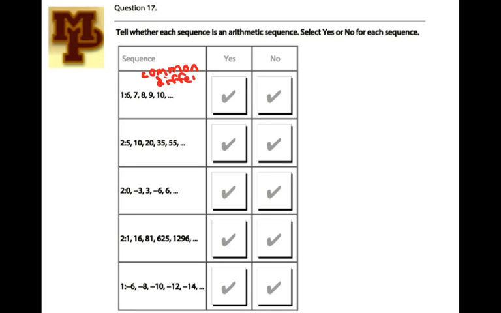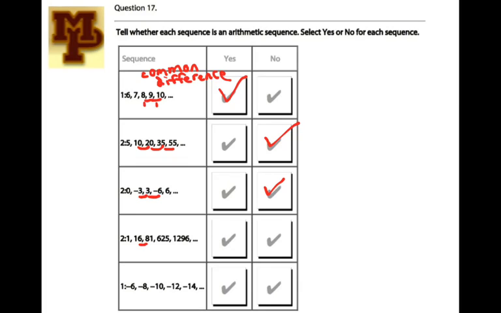It's called a common difference because you actually take the number and you subtract the one before it. You can tell 10 minus 9 is 1, so these keep going up by 1. So this one's arithmetic. This next one looks a little bit erratic. It goes up by 10 and then 15 and then 20, so no. This one looks like it goes up by 6 and then it goes down from 3 to -6, so I'm going to say no on that one.